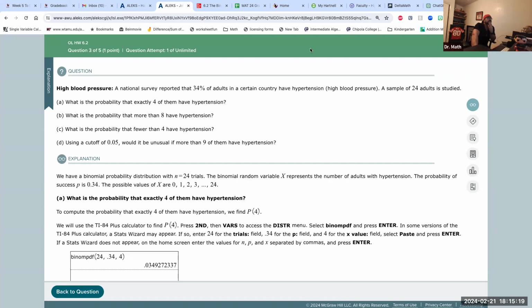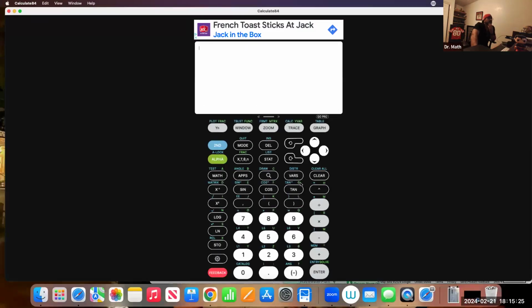Let me share my entire screen because I'm going to jump back and forth here. Let me hide this. All right, so check this out. We got a calculator here. We're going to go second, vars, and you're going to go all the way down to binomial. Notice you have 2 of them. You have binomial PDF and you have binomial CDF. So we're going with binomial PDF.